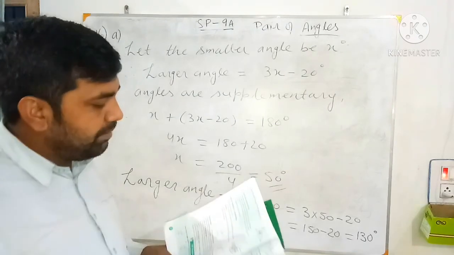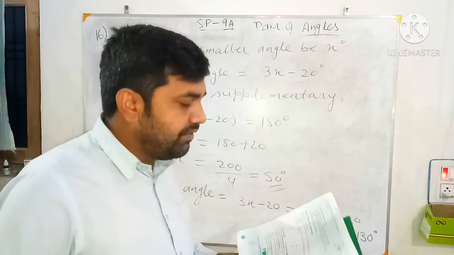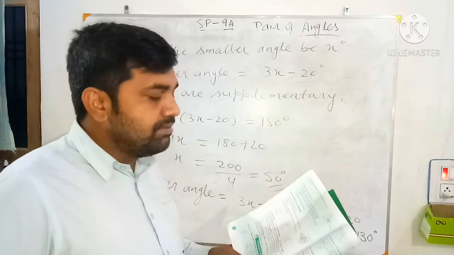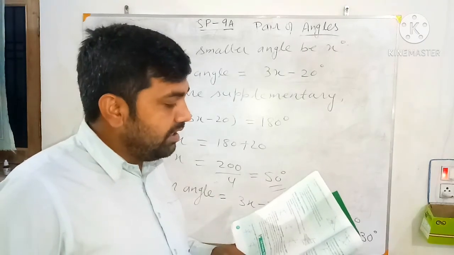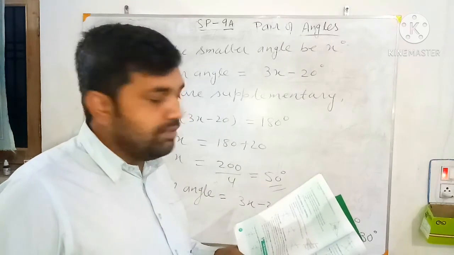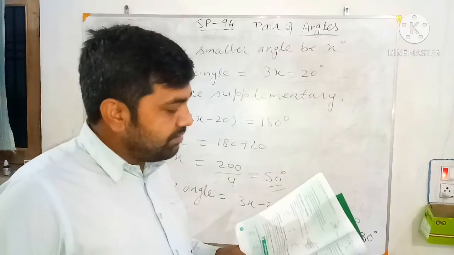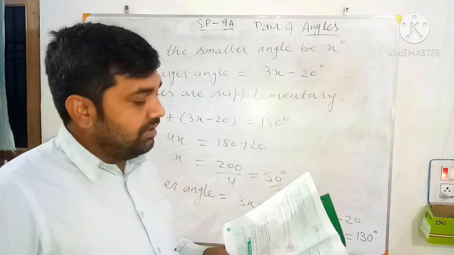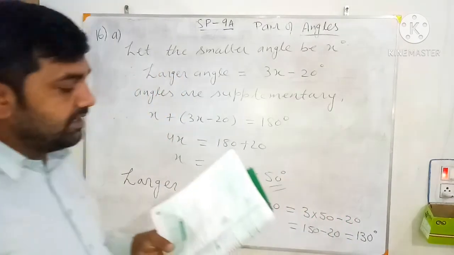Similarly, you do question number B. Two angles are complementary and the larger is 15 more than twice the smaller. In this question also, let the smaller angle be x, therefore the larger angle will be 2x plus 15. Here it is 15 degrees more, so you add 15 to twice the smaller. Now you add these two angles and equate it with 90 degrees, because here two angles are complementary.